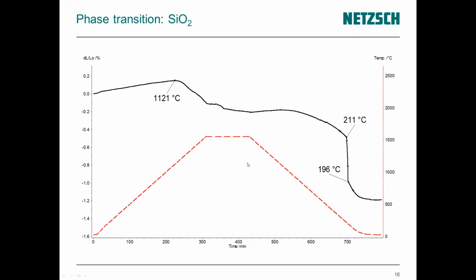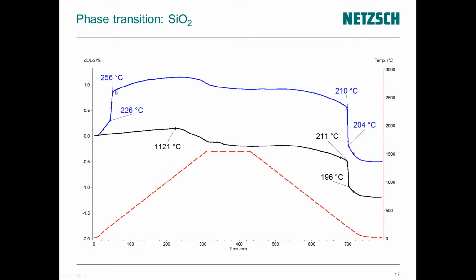The next example shows the measurement of an SiO2 sample. So in black here we have the thermal expansion, and in red the temperature curve. So we heat up the sample, keep it isothermal for a certain time, and then cool back to room temperature. In the beginning you see an expansion up to a maximum at around 1120 degrees C, and then we have an intended deformation of the sample, and during this part here we have the formation of a new phase. And so during the cooling you see a new step in the expansion curve between 211 and 196 degrees C, and if you heat up the sample a second time, you see this step already in the beginning of the measurement.